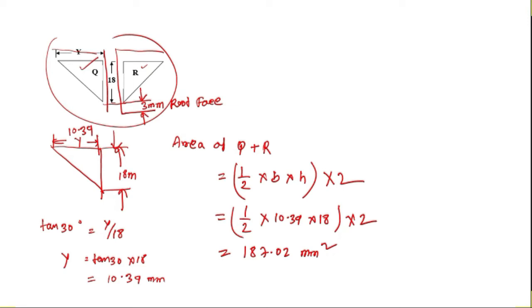Now the most important thing is how to calculate the reinforcement area. So this is your segment. How much is this? This is 3 mm. You assume this is 3 mm, your reinforcement is 3 mm. This is 60 degrees. And this one, how much is it?